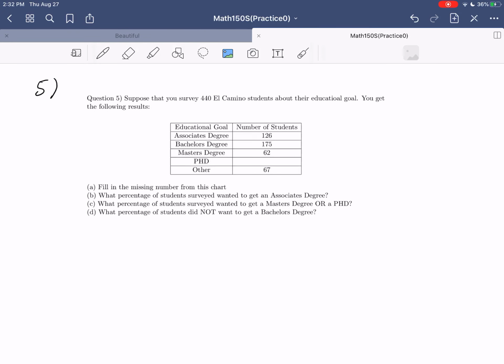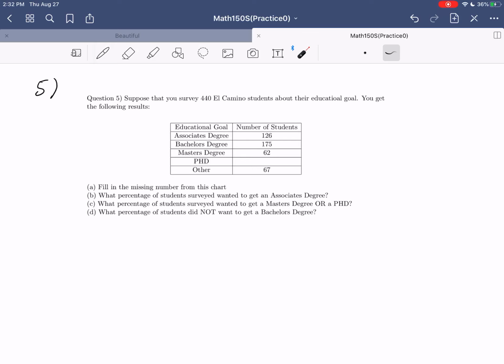Okay, so we have this survey of 440 El Camino students about their educational goal. So we get some results. We have that 126 said associate's degree, 175 said bachelor, 62 said master's. Somehow we lost the information about the PhD, and we got that 67 people said something other than what was listed here. Maybe they're just taking classes for their own benefit or a technical degree, or who knows, right? So the first thing we want to do is try to figure out how to fill in that missing number from the chart. It's not just a typo, it actually is intentional.